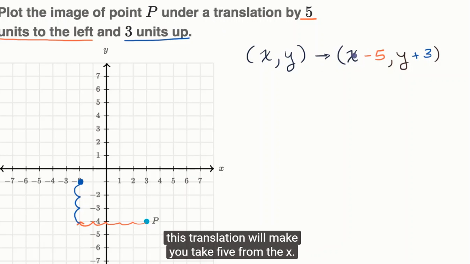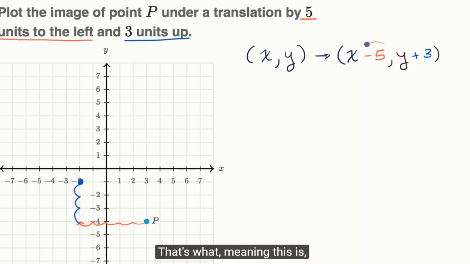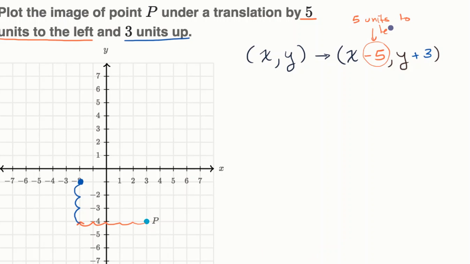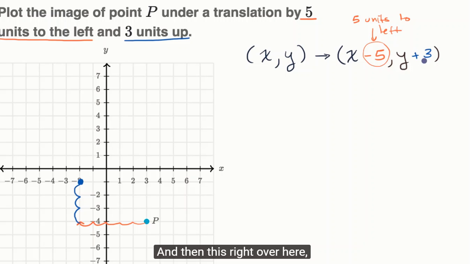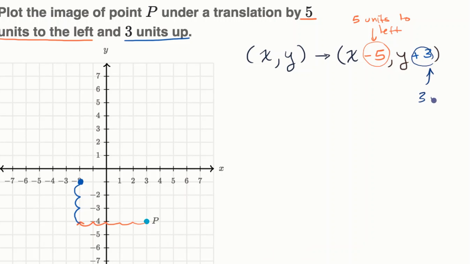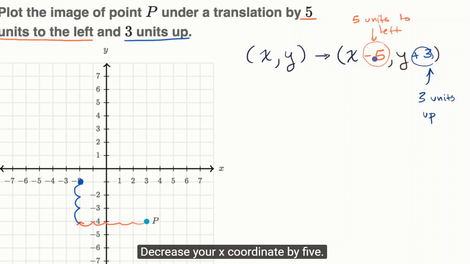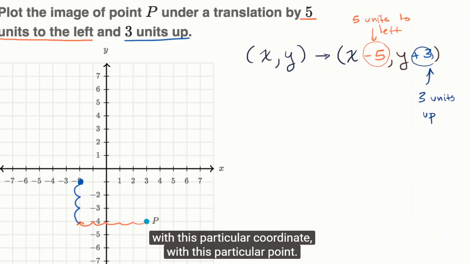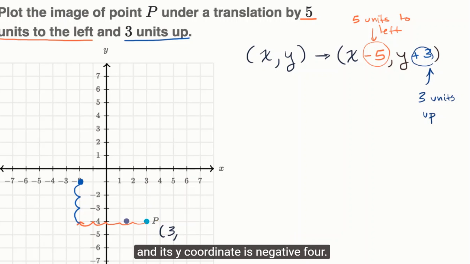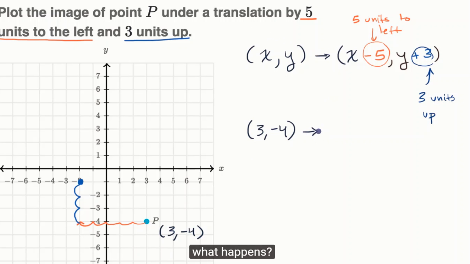So all this is saying is whatever x and y coordinates you have, this translation will make you take 5 from the x. That's meaning this right over here is 5 units to the left. And then this right over here is saying 3 units up. Increase your y-coordinate by 3, decrease your x-coordinate by 5. And so let's just test this out with this particular point. P has the coordinates, its x-coordinate is 3, and its y-coordinate is -4. So let's see how that works. If I have 3, comma, -4, and I want to apply this translation, what happens?